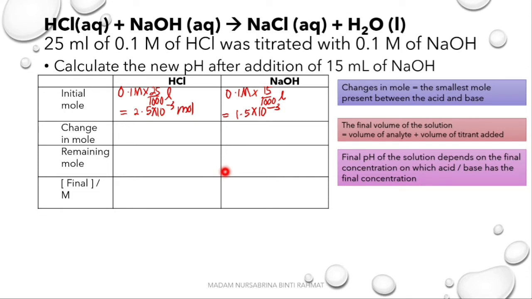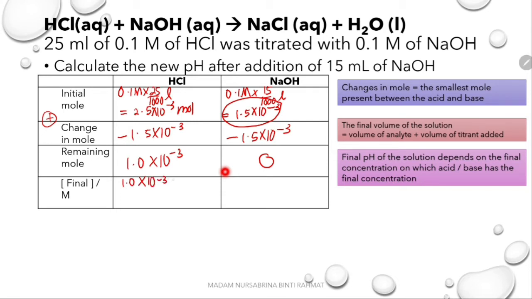The change in mole depends on which has the smallest number of moles, and NaOH has the smallest. So the change is negative 1.5 times 10 to the power of negative 3, as well as negative for HCl, because this is a neutralisation reaction and we use up both HCl and NaOH. The remaining mole is the initial mole minus the change. You get 1.0 times 10 to the power of negative 3 for HCl, and we completely use up the NaOH, so it becomes 0. Since only HCl remains in the solution, the final amount is for HCl, which is 1.0 times 10 to the power of negative 3 mole.